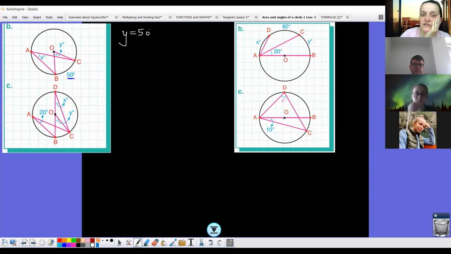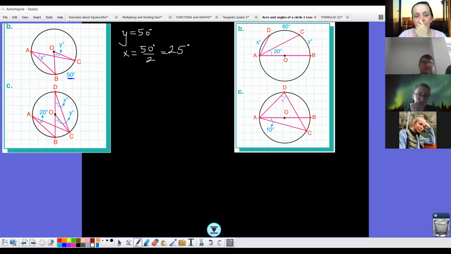Why? Because we said that central angles are the same as the arc, but inscribed angles are half of the arc. So y is equal to 50 degrees, x is equal to 50 over 2, which is 25 degrees. Okay, guys, any others? Are we clear with this?